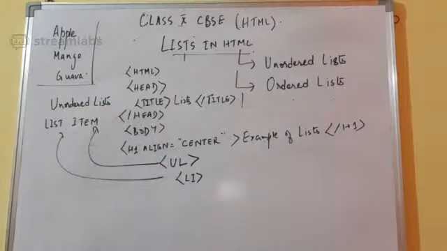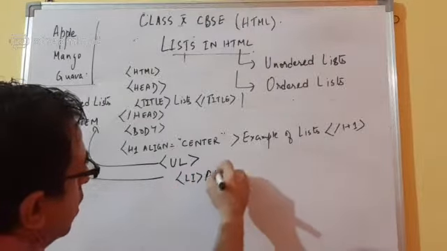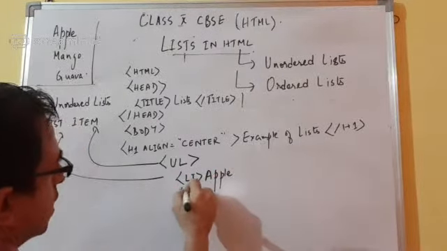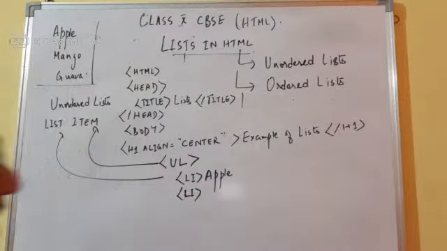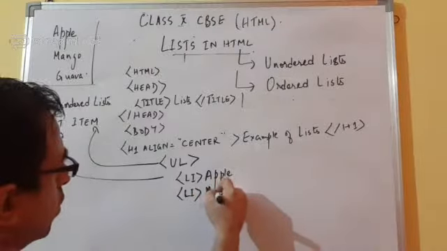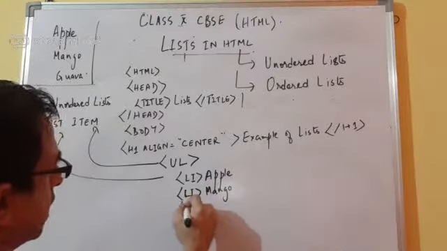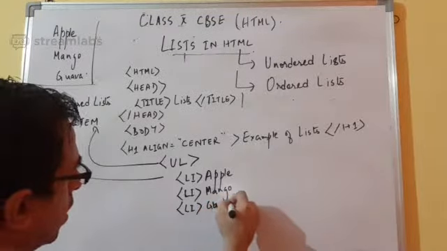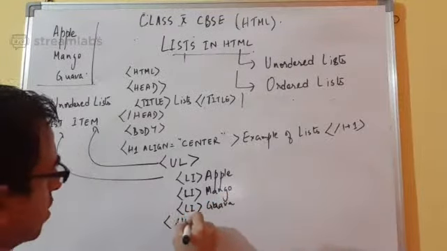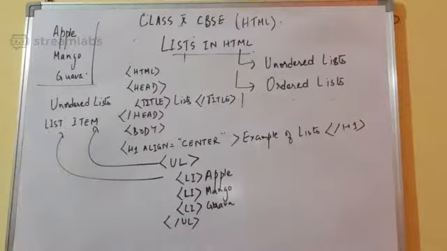So that means the contents of the list will be a part of LI only. So what I do is write Apple, and you need not close this because this is an empty tag only. Then I write mango, then I write guava, then I just close this UL tag.